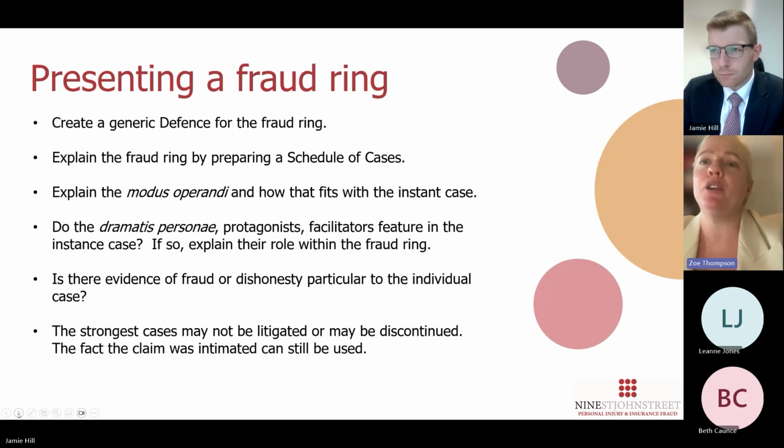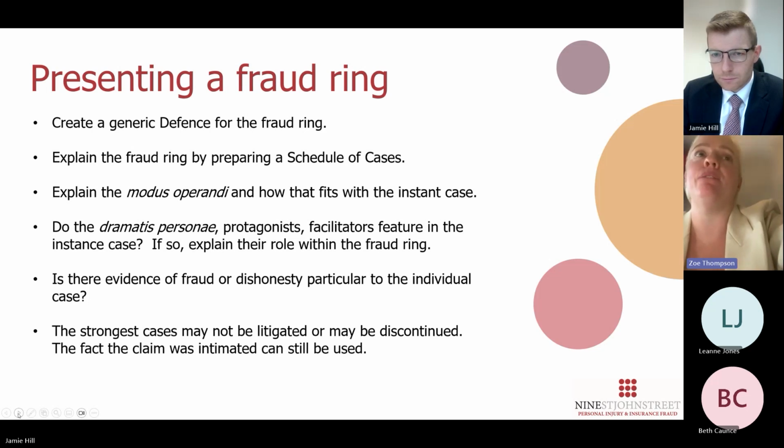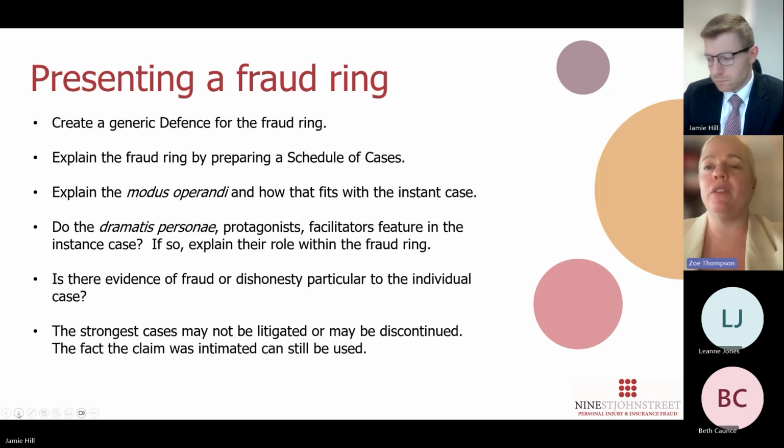Next slide, how you present a fraud ring. So normally a fraud ring starts with a very generic defense that you want to have prepared. This is if you're going to be pleading it as part of a fraud ring, which I'll come on to in a moment when we talk about the difference between offensive and defensive fraud rings.